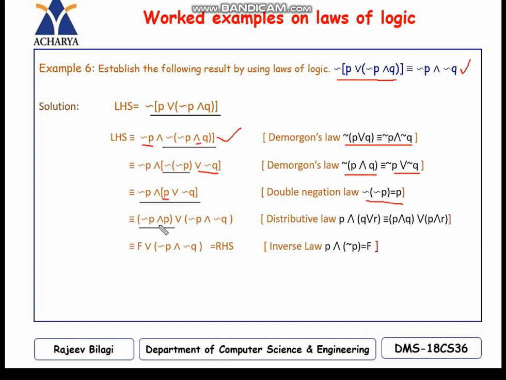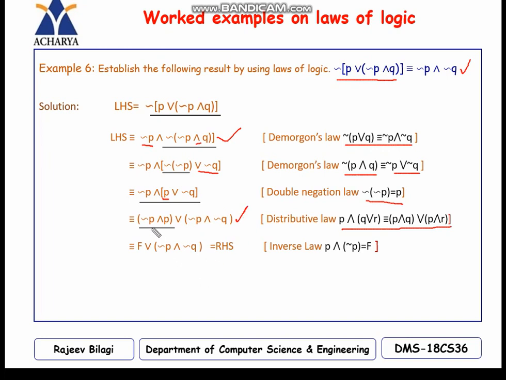Now if you look at this, P ∧ (P ∨ R), I can write it like this, that is the distributive law. It is of the form P ∧ (Q ∨ R), so I can write (P ∧ Q) ∨ (P ∧ R). So if you look at this particular statement, (P ∧ ¬P) ∨ (¬P ∧ ¬Q).